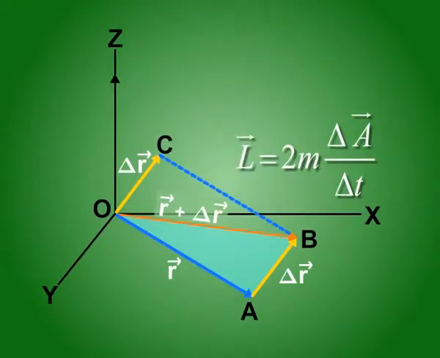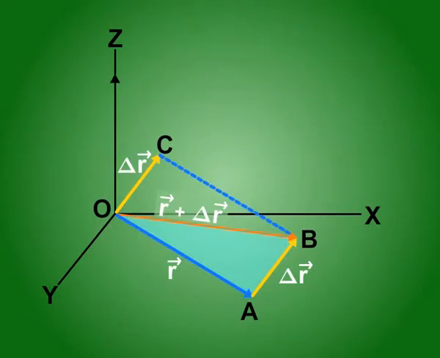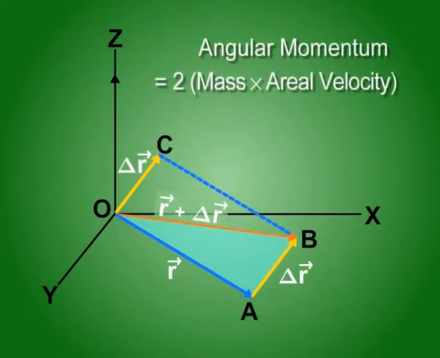Here, vector L is the angular momentum of the particle about the z axis, while delta A by delta t is the area swept by the position vector of the particle per unit time and is called the aerial velocity of the particle. Thus, geometrically, the angular momentum of a particle is equal to twice the product of its mass and aerial velocity.